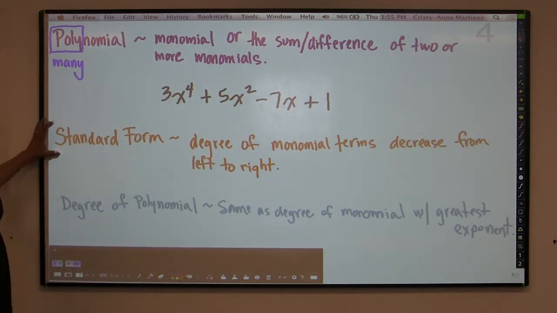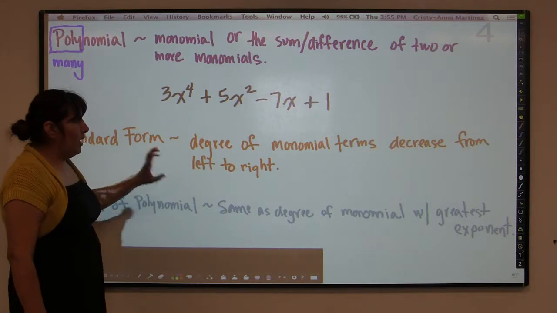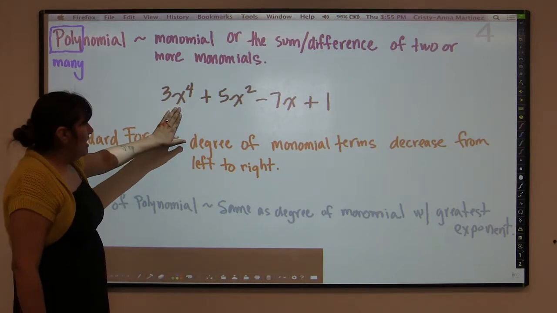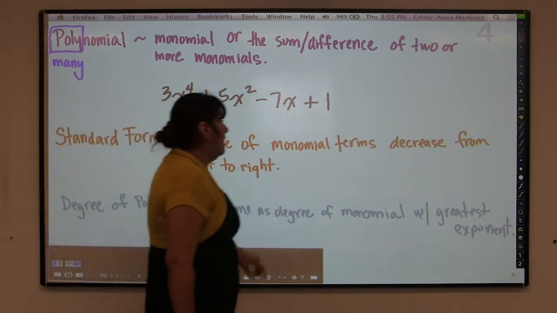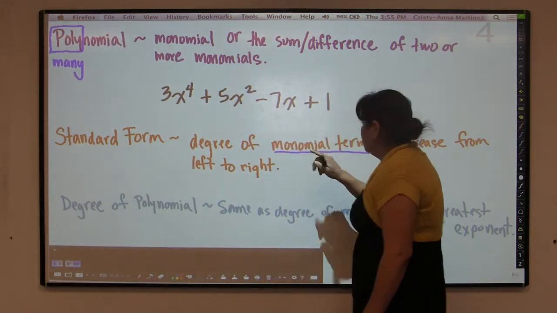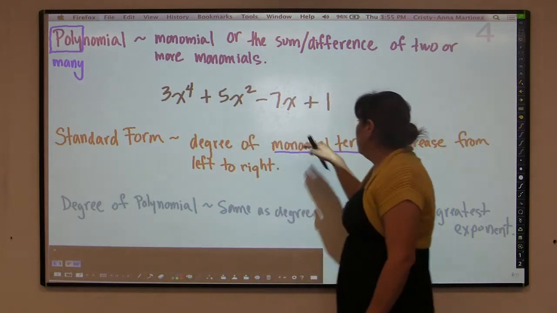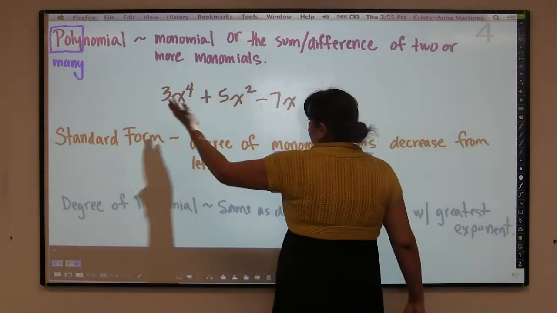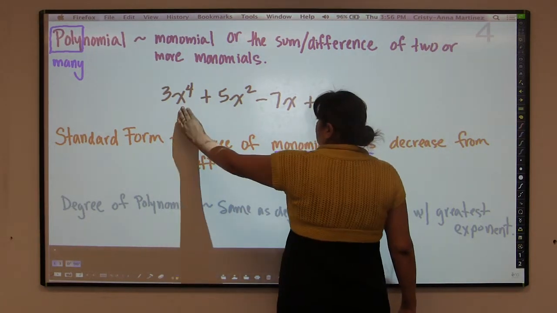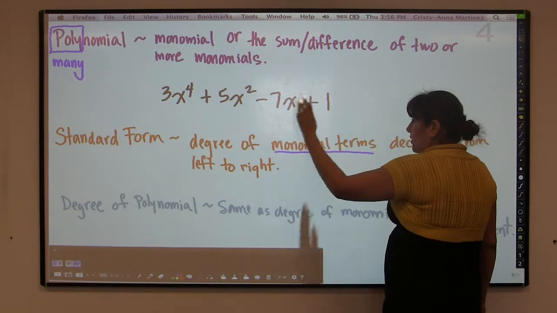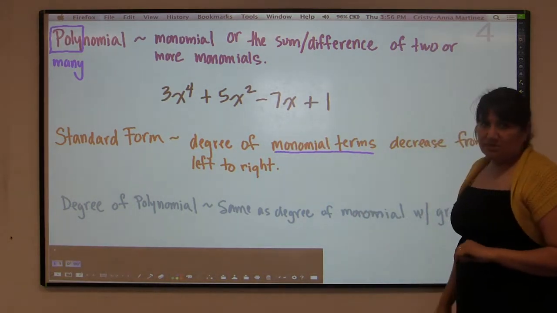So a polynomial is said to be in standard form. This is really important. A polynomial is in standard form when the degree of the monomial terms decreases from left to right. So we can see that here we have x to the fourth, and that's the exponent. When it talks about the monomial terms, those are each individual term. So the degree, the exponent of each term, is decreasing, getting smaller from left to right. So this degree is 4, this degree is 2, this degree is 1, and this degree is 0. And you can see how they're decreasing. That is what it means to be in standard form.